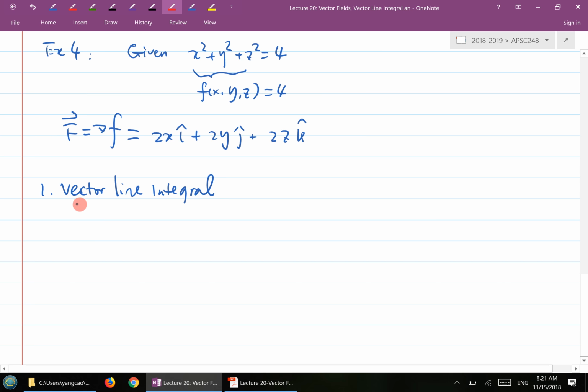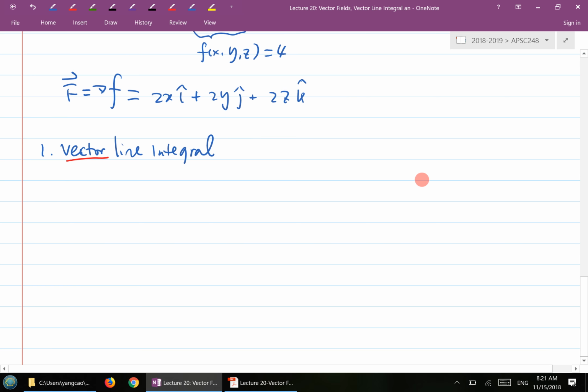The keyword here should remind you that before the midterm, we did a line integral called what? Scalar line integral, right? So you are integrating basically a scalar function over a certain curve. But this time we're going to integrate over a similar curve, curve C in 3D space, but with respect to a vector field now.